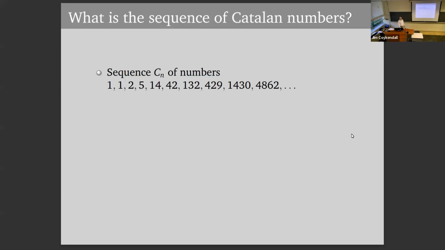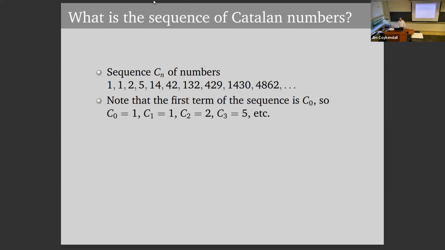Okay, and so what is this sequence we've been seeing? 1, 2, 5, 14. When you see that in combinatorics, just about always it's going to be the sequence of Catalan numbers. It starts 1, 2, 5, 14, 42, 132, and so on. There are two 1s here, but the 0th Catalan number is 1 as well.